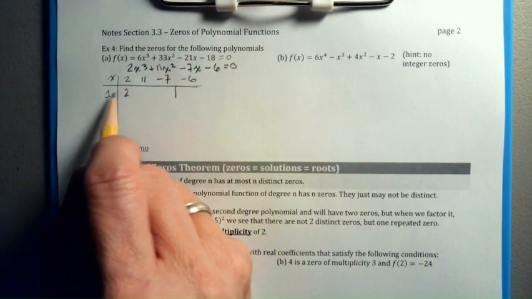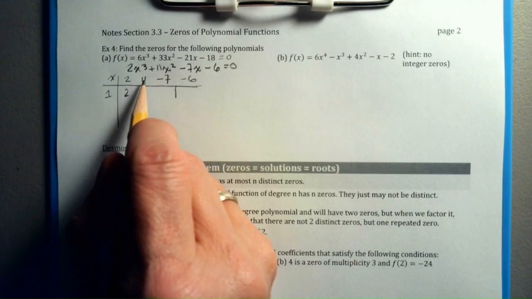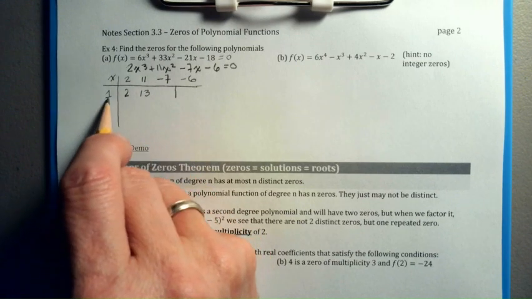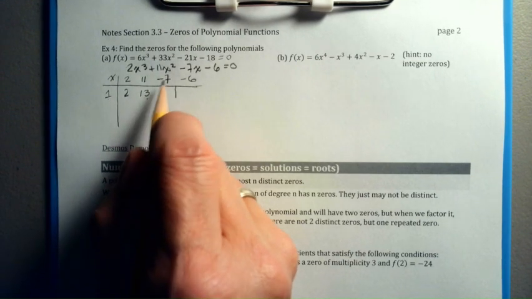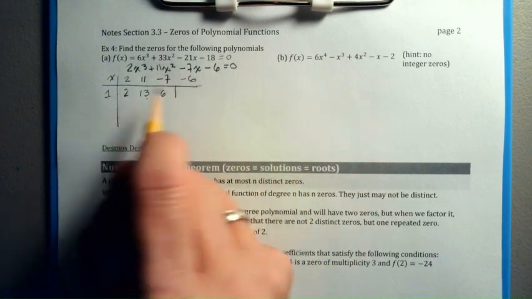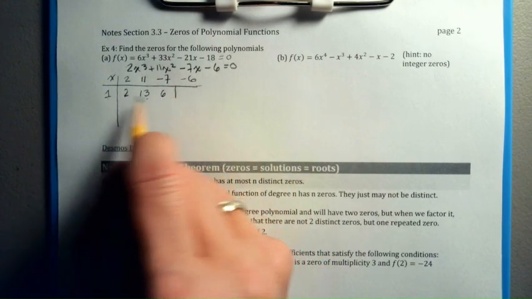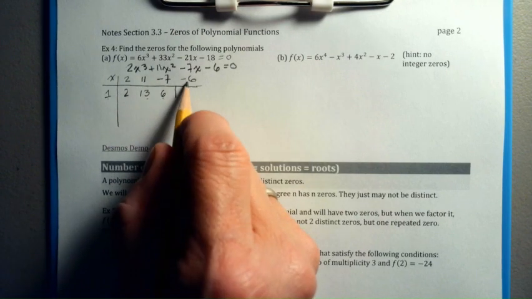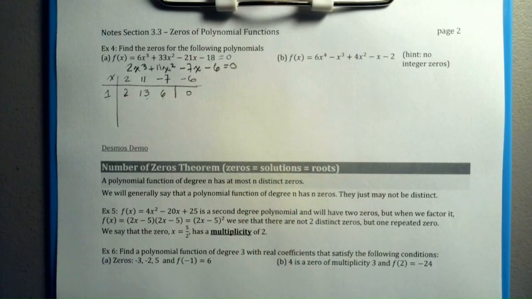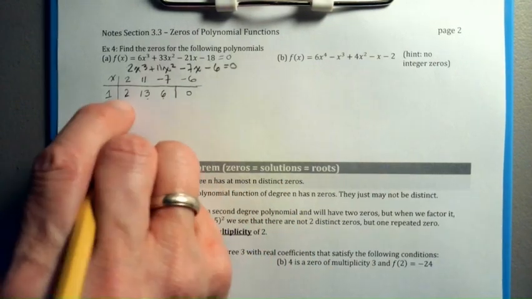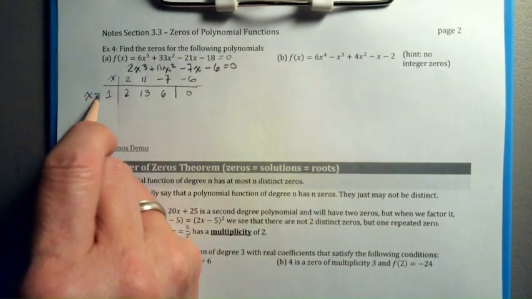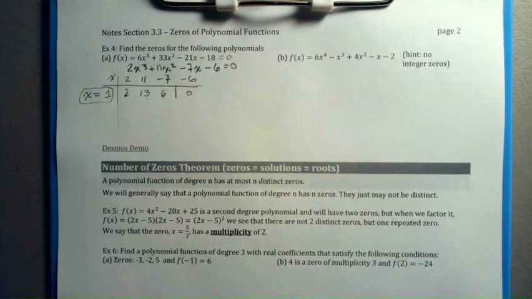So we bring down the 2. We multiply 1 times 2, and we add it to the 11, so that's 13. We multiply 1 times 13, that's 13. Add it to -7, so that is 6. We multiply 1 times 6 is 6. We add it to -6, and that is 0. So we got lucky on this first one, and we found one of our zeros. That means x equals 1 is one of our zeros.